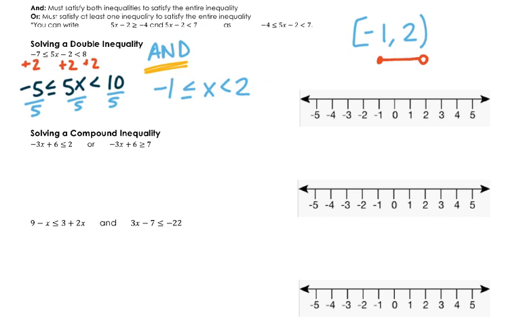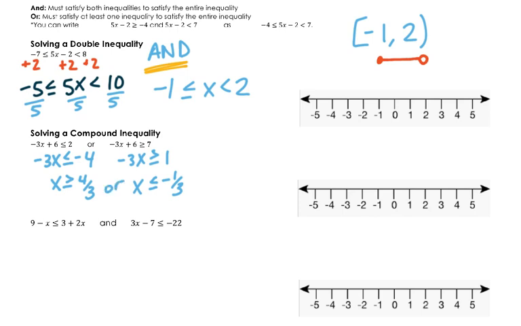I'm going to solve this by subtracting 6 from both sides first. 2 minus 6 is negative 4. I'm going to divide by a negative 3. Remember, when you divide or multiply both sides by a negative, you have to change the direction of the inequality symbol. So it was less than or equal to, now it's greater than or equal to. To solve the right-hand one, I'm going to subtract 6 from both sides, and I'm going to divide by a negative 3. Remember, the word connecting them is or.